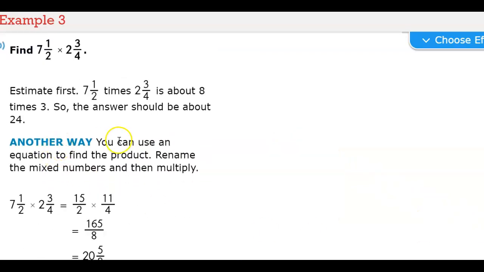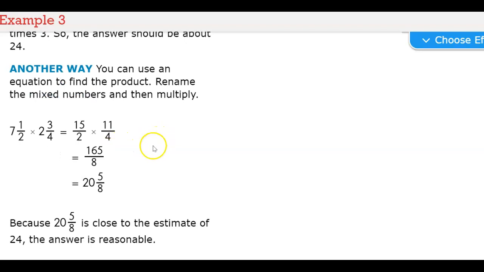Another way is to use an equation. So then we're just multiplying as you would traditionally. So we have 7 1/2 times 2 3/4. They're both mixed numbers, so we have to change them to improper fractions so that we may multiply them. I'll show in the example to try it. But 7 1/2 becomes 15 over 2 times 11 over 4. And then you multiply straight across.